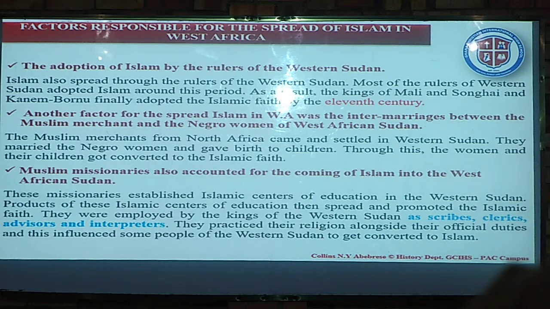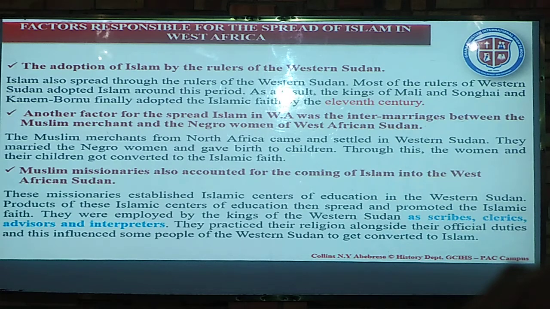Let's take a look at yet another factor responsible for the spread of Islam in West Africa: the adoption of Islam by the rulers of the Western Sudan. Islam also spread through the rulers of the Western Sudan. Most of the rulers of Western Sudan adopted Islam around this period, and as a result, the kings of Mali, Songhai and Kanem finally adopted the Islamic faith by the 11th century.